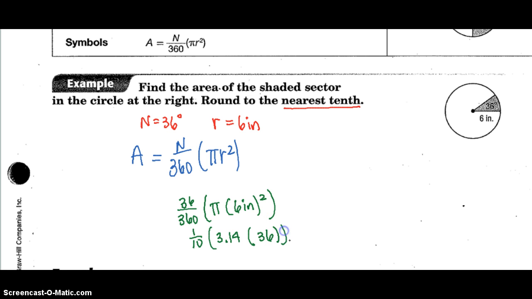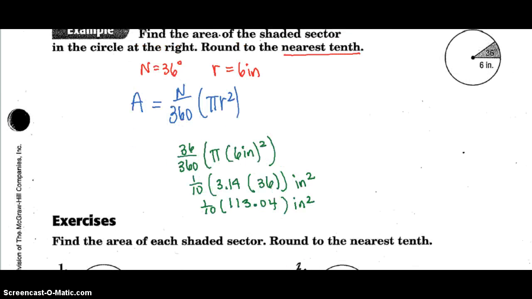And I know that my final answer is going to be inches squared. So 3.14 times 36. So I'm going to be taking a tenth of 113.04. I'm going to go ahead and leave it 0.04 and only round at the end. And so when I divide that by 10, I get my answer. And again, it's going to be an approximation because we used 3.14 instead of pi. It's approximately 11.3 inches squared to the nearest tenth. That's the area of my sector, that piece of pizza.